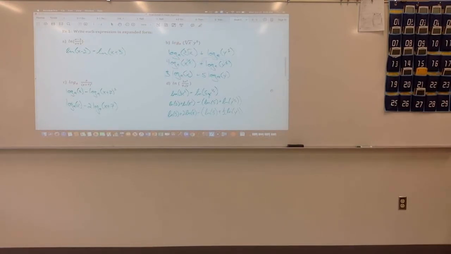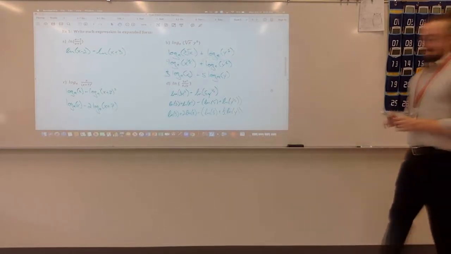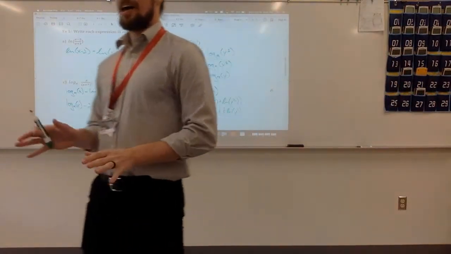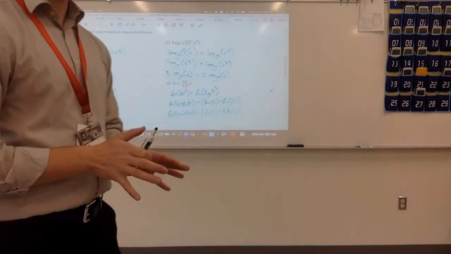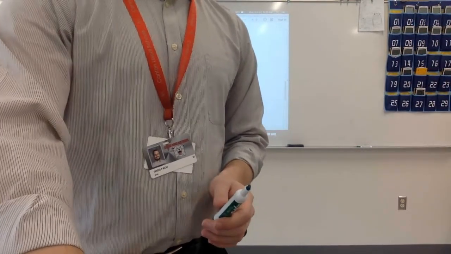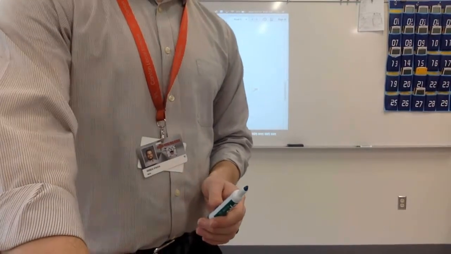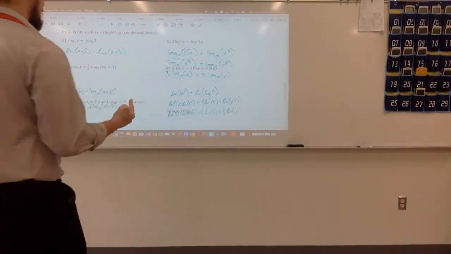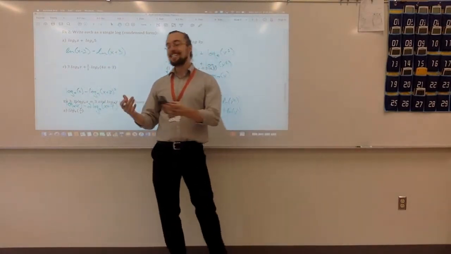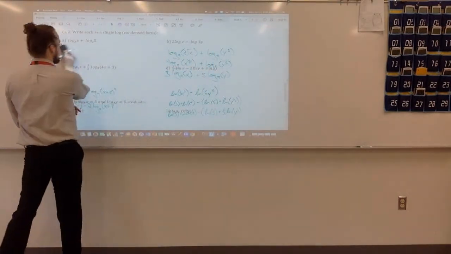Does it make sense, though? Any questions? Alright, so then the next part is just going backwards. So given an expanded log, we want to condense this and write it as a single log.